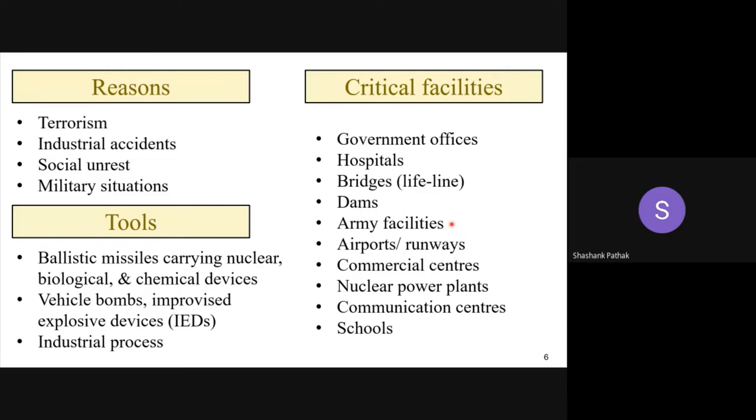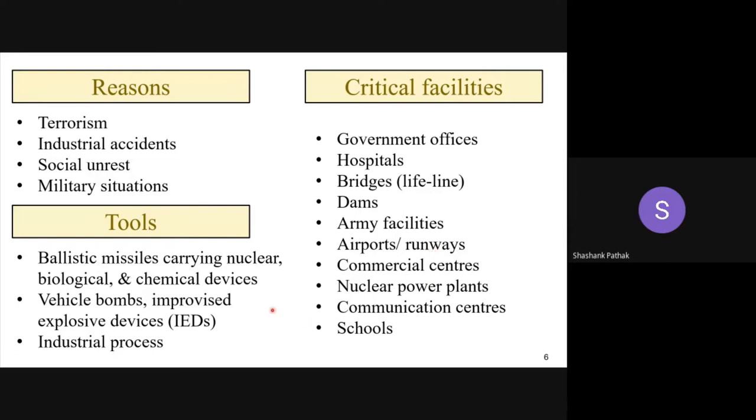For example, what happened in Uri? Uri was basically a kind of bullet attack, and I don't remember exactly, but such attacks may happen in future also. So we should safeguard our soldiers by providing such facilities. Airports: suppose you damage the runway of an airport, and at the hour of need you want to go by flight, because you want to safeguard your people, you want to airlift, and if you don't have a proper runway, that operation cannot happen. That's why airport runways should also be considered in the design. The blast loading should be considered.